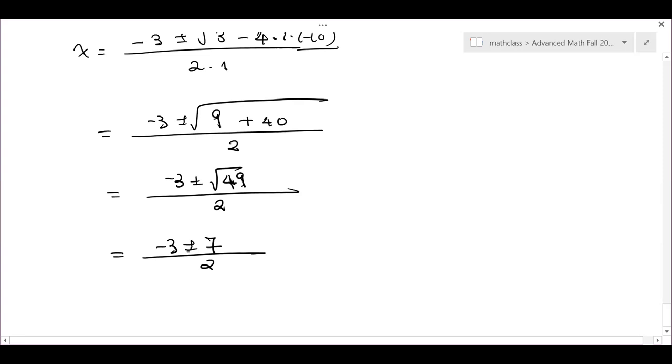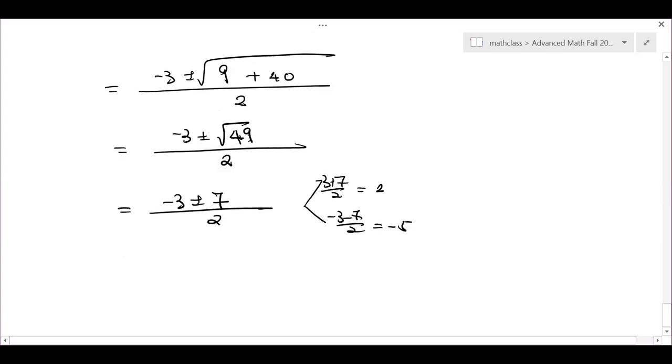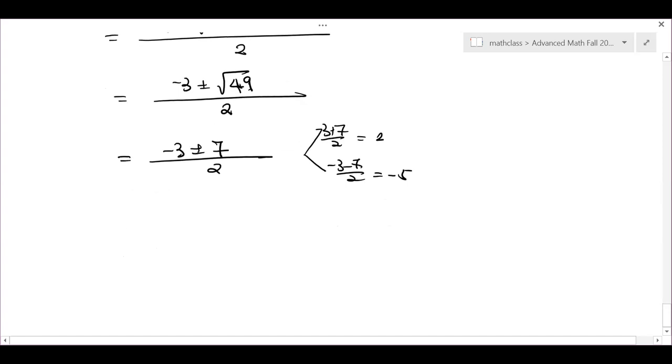Okay, so if we choose the positive sign, you will get negative 3 plus 7, divided by 2, which is 2. If you choose the negative sign, that's going to be negative 5. Okay, so you get two roots, 2 and negative 5. All right, great.